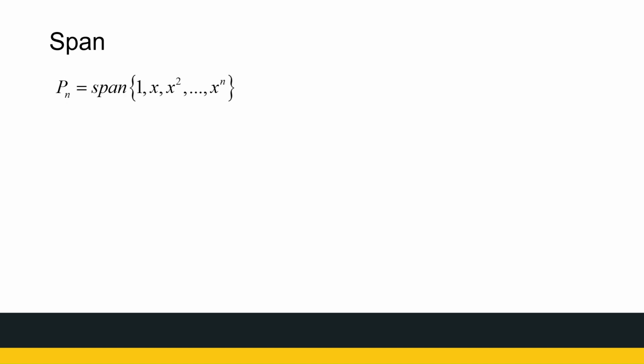Just to note, Pn, which we know is all polynomials of degree n or less, is going to be the span of the following set, because I can write any polynomial a0 plus a1x plus a2x squared, all the way to an x to the power n, as a linear combination of those vectors. So Pn is the span of that set.